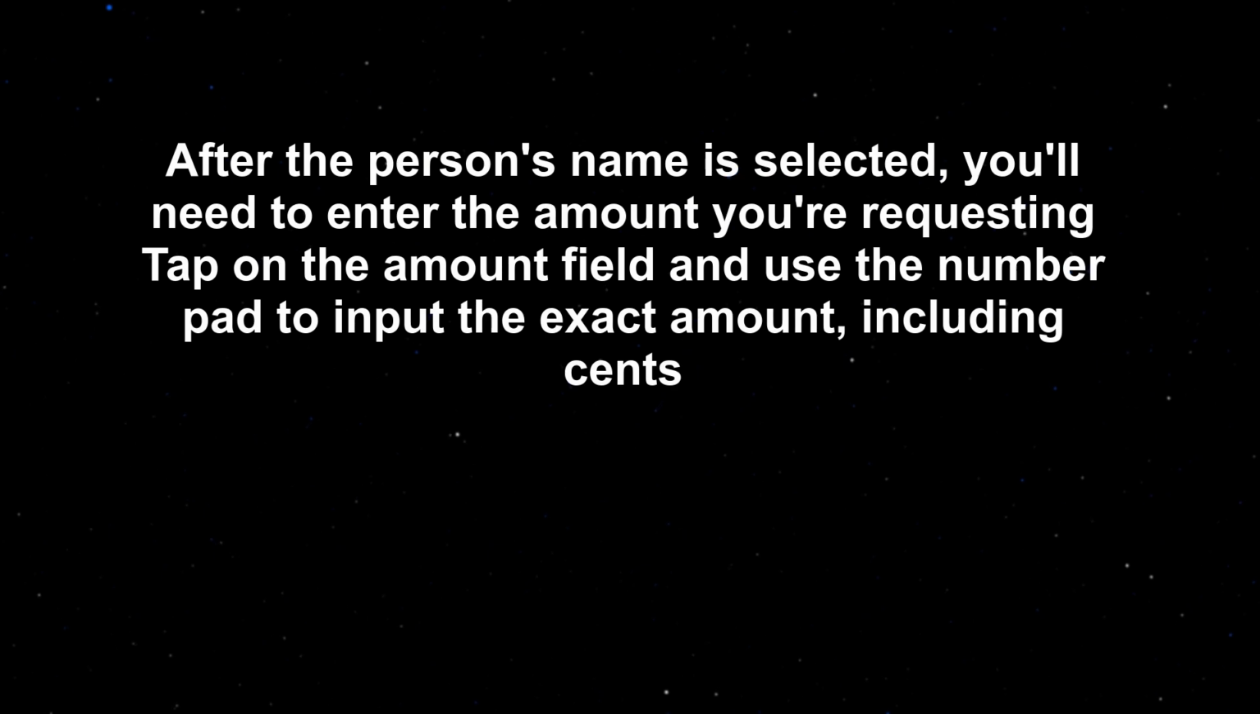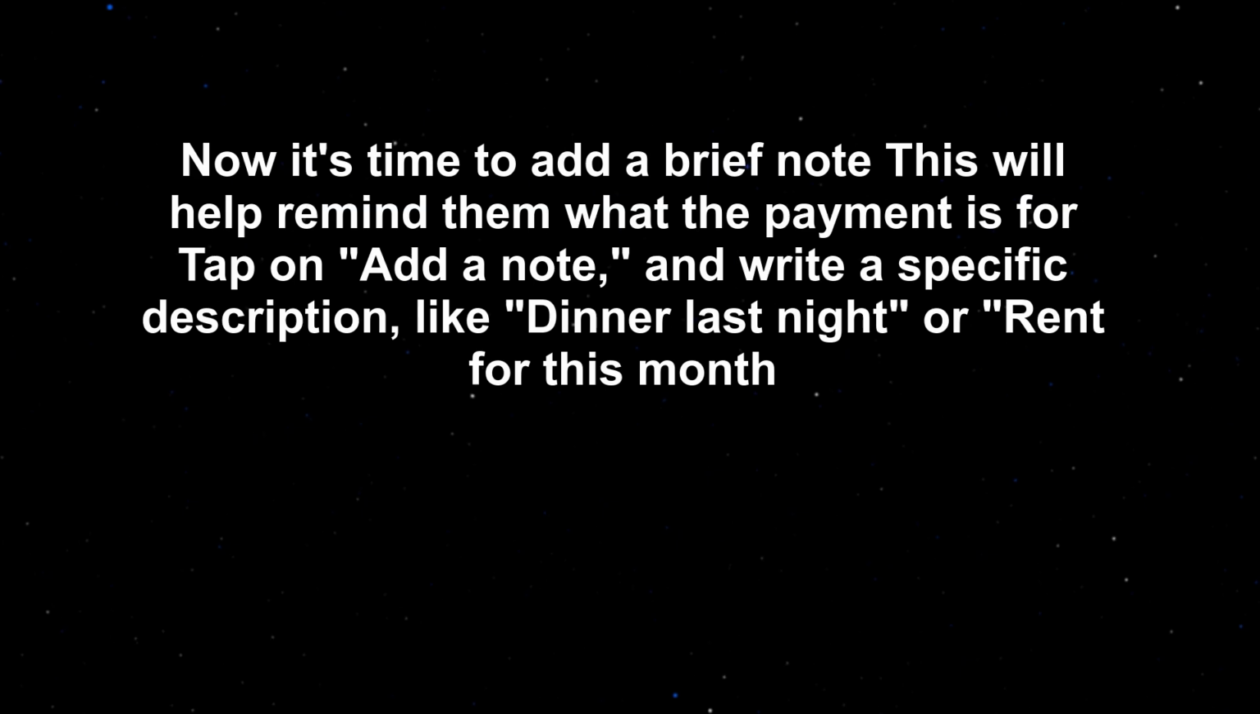After the person's name is selected, you'll need to enter the amount you're requesting. Tap on the amount field and use the number pad to input the exact amount, including cents. Now it's time to add a brief note. This will help remind them what the payment is for. Tap on add a note and write a specific description, like dinner last night or rent for this month.